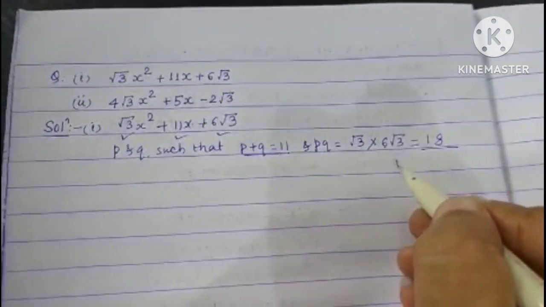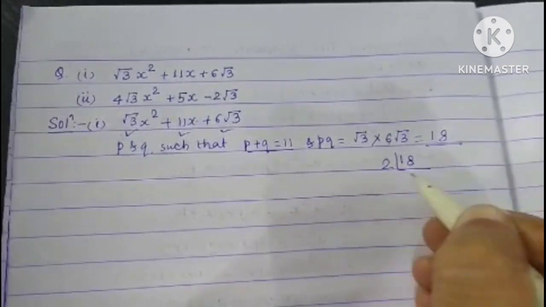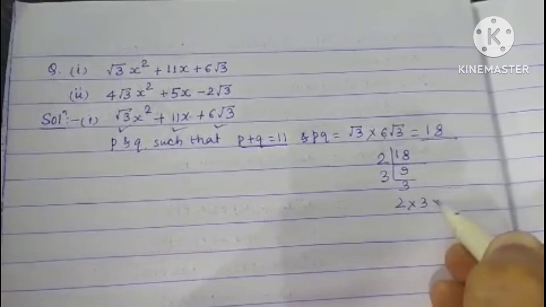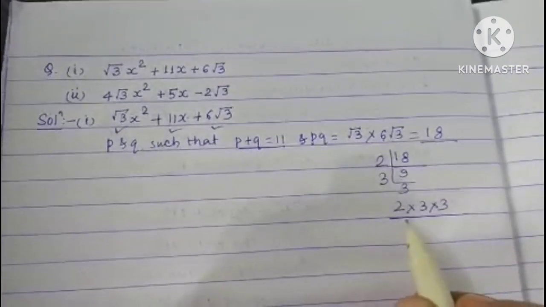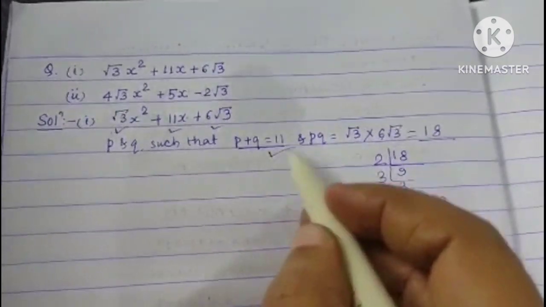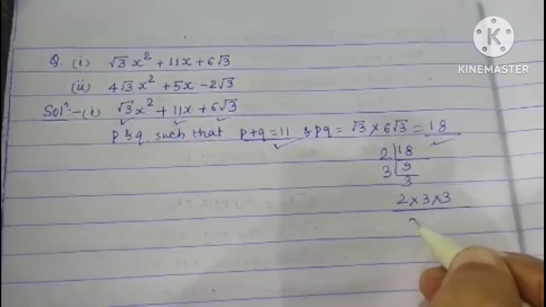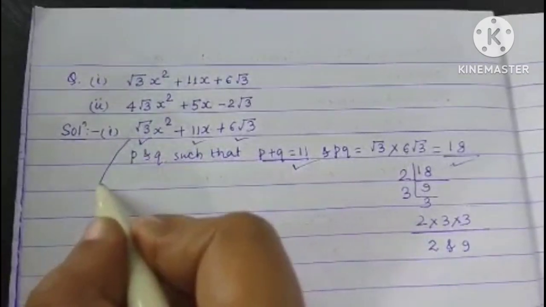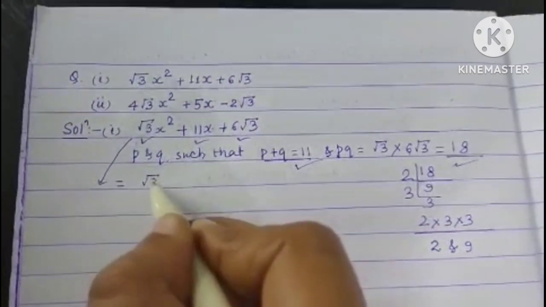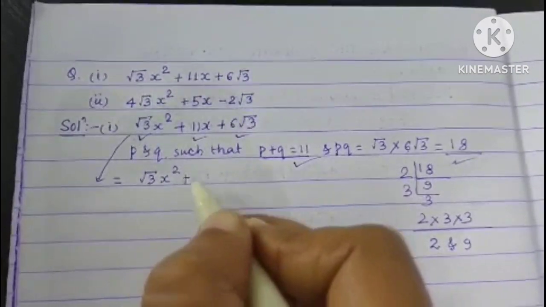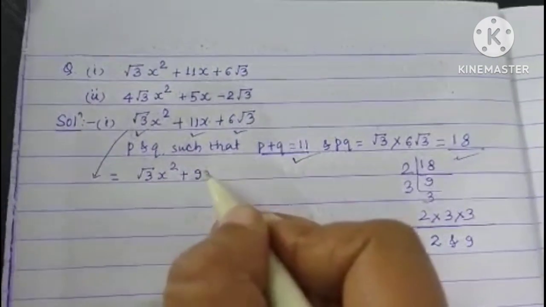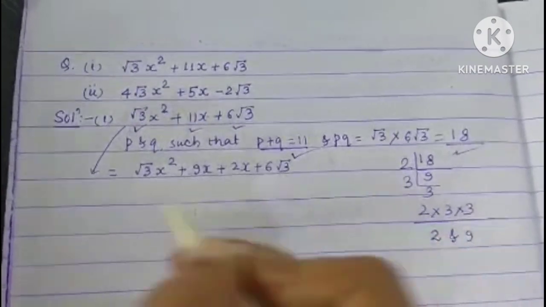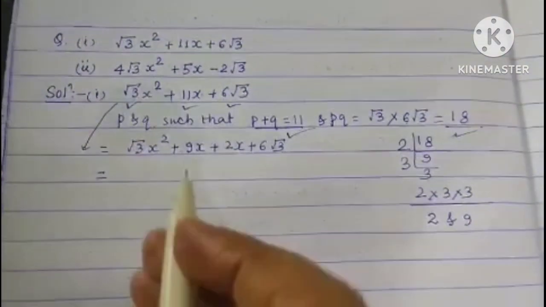Now let us focus on 18. So 2 9s are 18 and 3 3s are 9. So our factors will be 2 multiplied by 3 multiplied by 3. From here we have to get p and q. It's very easy. We will take 2 and 9, so that this expression will become root 3 x square plus 9x. Let us write first 9x, then 2x, then here 6 root 3. Now I think it's easy to solve.